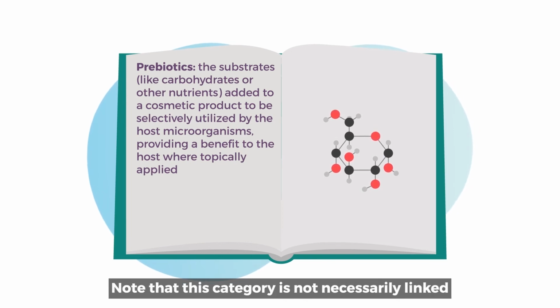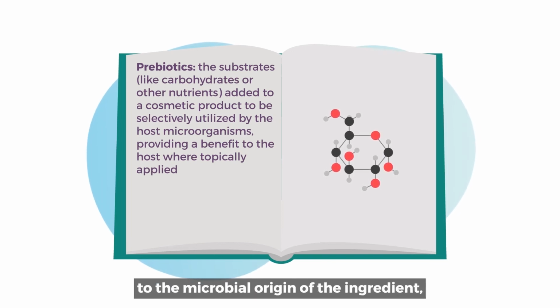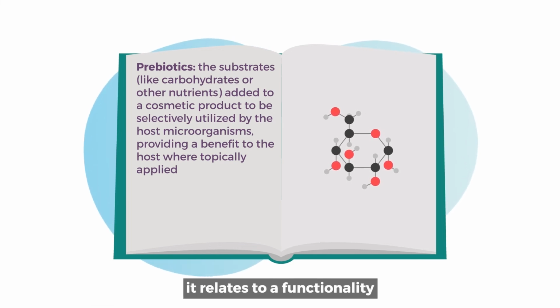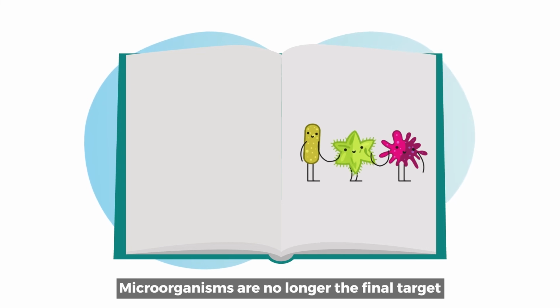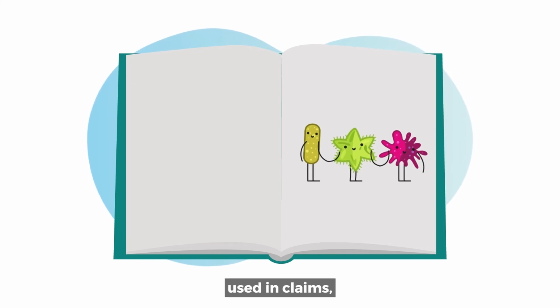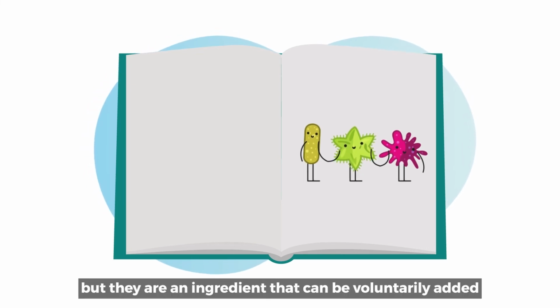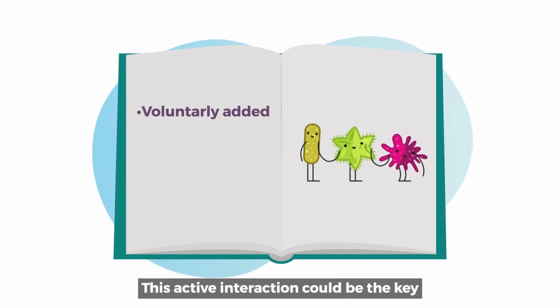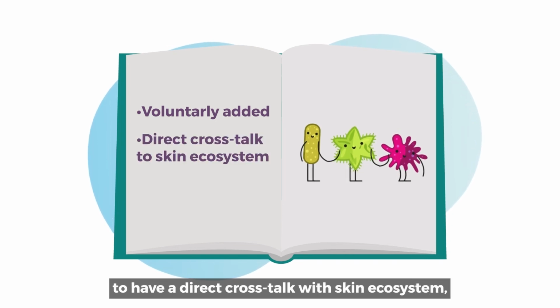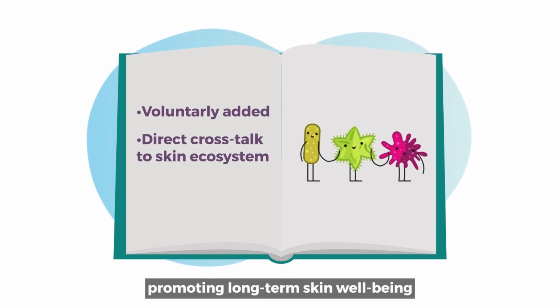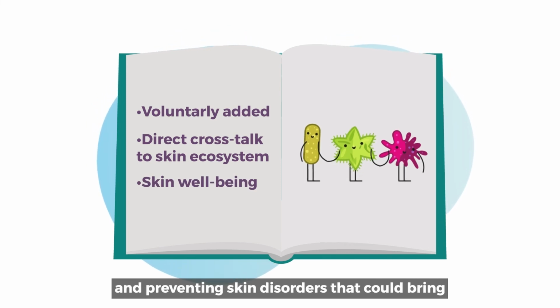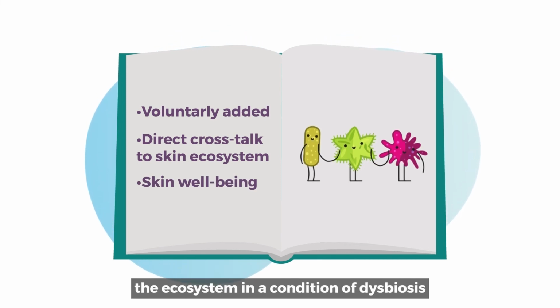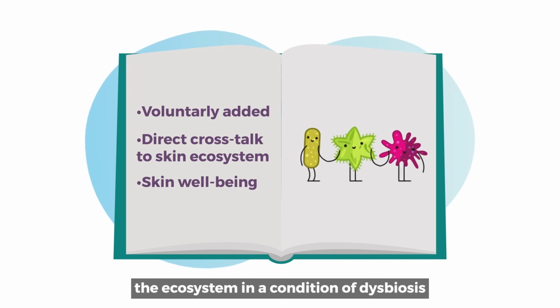Note that this category is not necessarily linked to the microbial origin of the ingredient. It relates to a functionality. Microorganisms are no longer the final target used in claims, but they are an ingredient that can be voluntarily added in a finished product. This active interaction could be the key to having a direct crosstalk with the skin ecosystem, promoting long-term skin well-being and preventing skin disorders that could bring the ecosystem into a condition of dysbiosis.